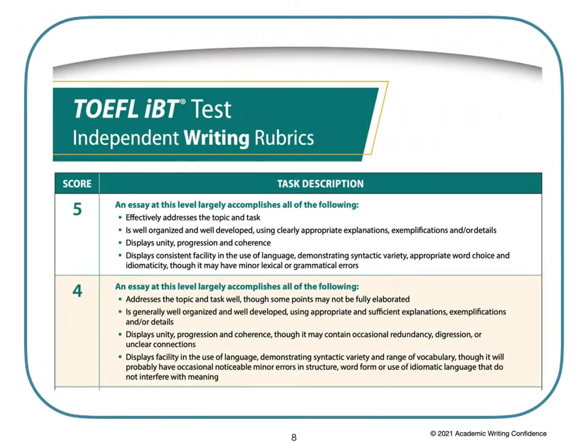And here are the descriptions for the writing rubrics of the TOEFL exam. Again, it says to get a score of 5, the essay needs to be well organized and well developed and show unity and coherence.